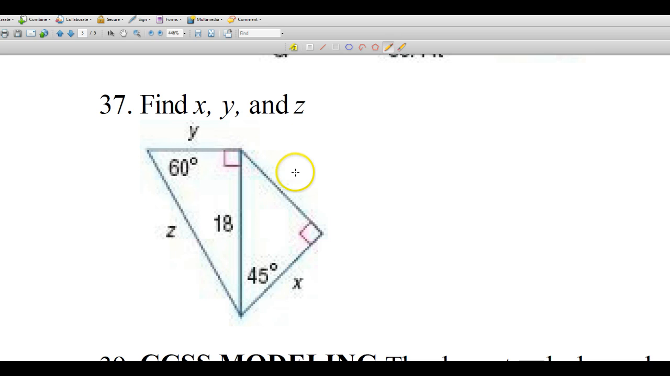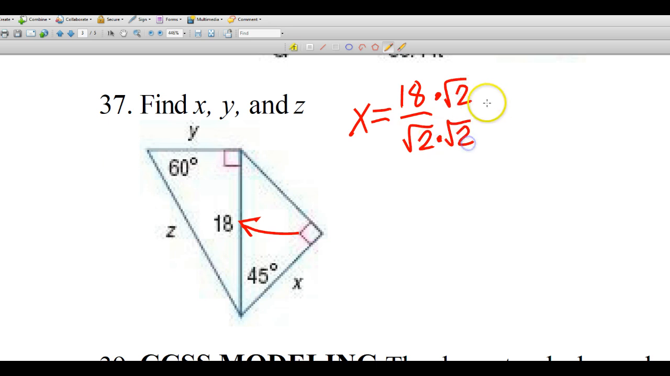For number 37, we are given this length of 18, and on the right we have a 45, 45, 90 triangle, and 18 would be our hypotenuse. So x is our leg. So to find the leg, we take the hypotenuse and divide by the square root of 2. And then make sure to rationalize that. So we get 18 square root of 2 over 2. 2 goes into 18. And we get 9 square root of 2.